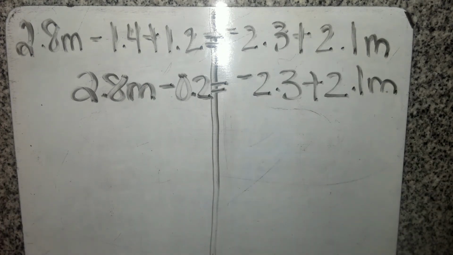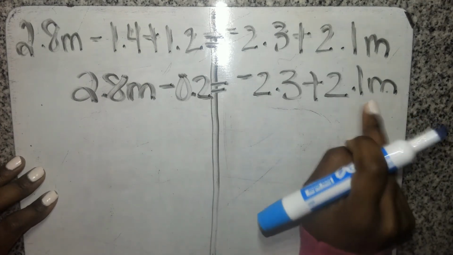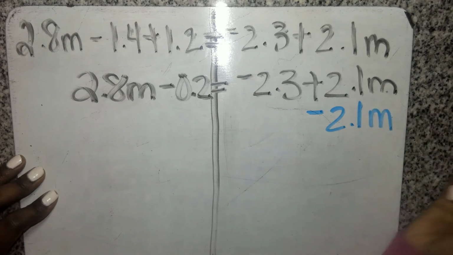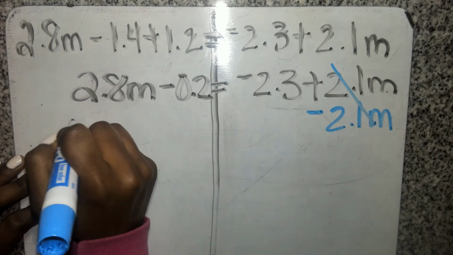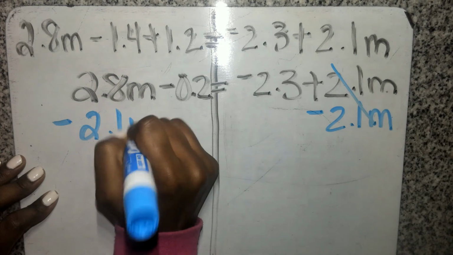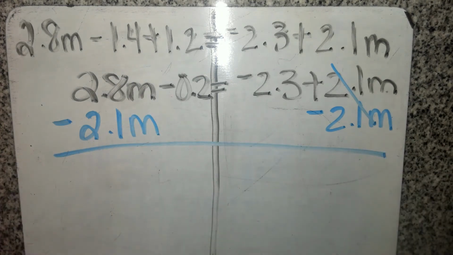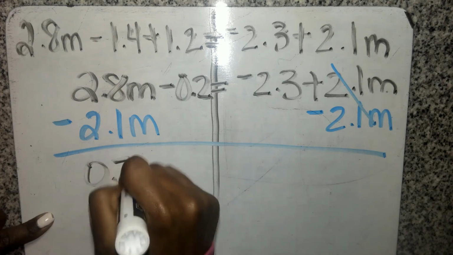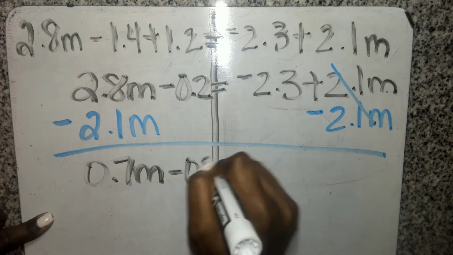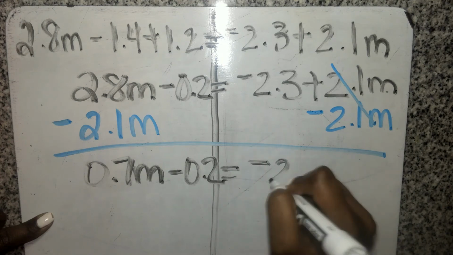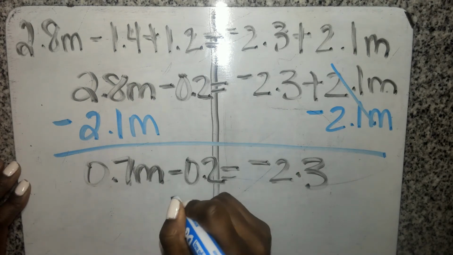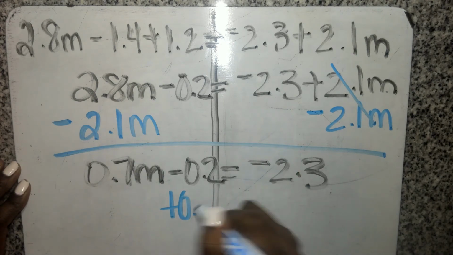So what I want to do is cancel out this 2.1m. So I'm going to subtract 2.1m. That cancels out. I'm going to do the same thing to the other side, 2.1m. And then I get 0.7m minus 0.2 equals negative 2.3. Okay. Next, we are going to cancel out the 0.2 by adding.